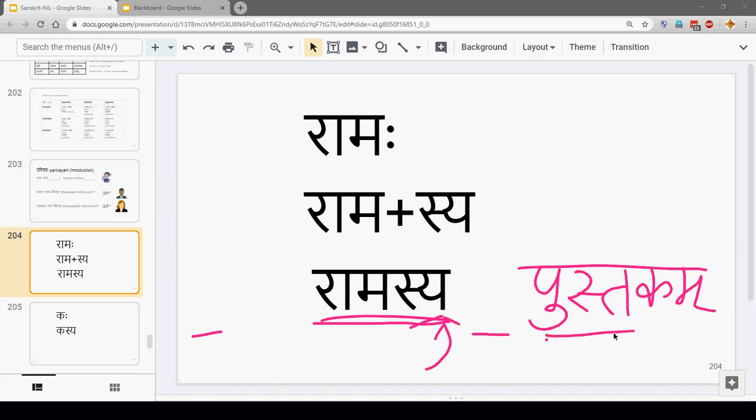What is the case ending for this pustakam in this example? Pustakam is a neuter word, Napumsakalinga shabda, pustaka, and pustakam.